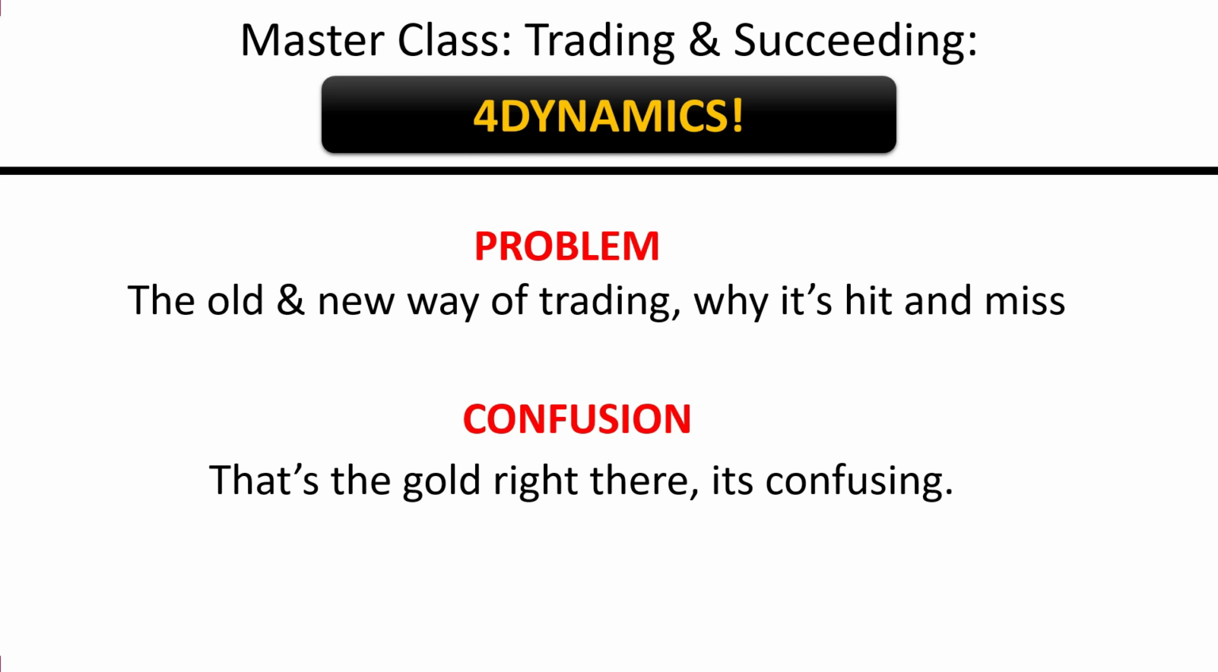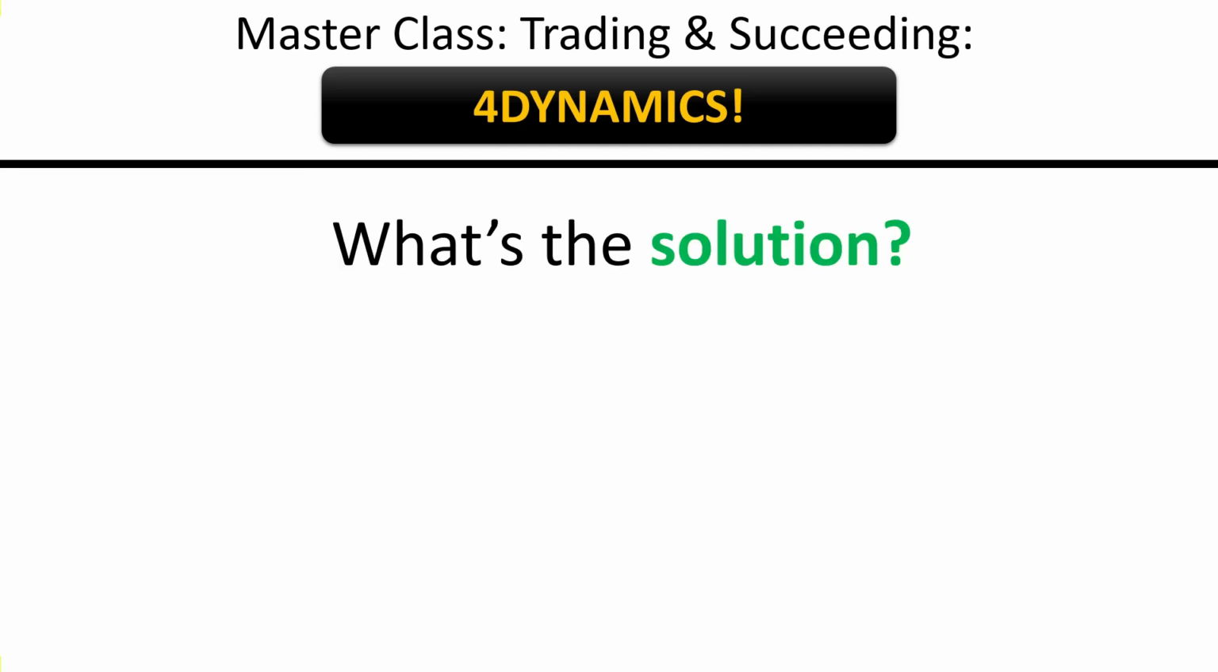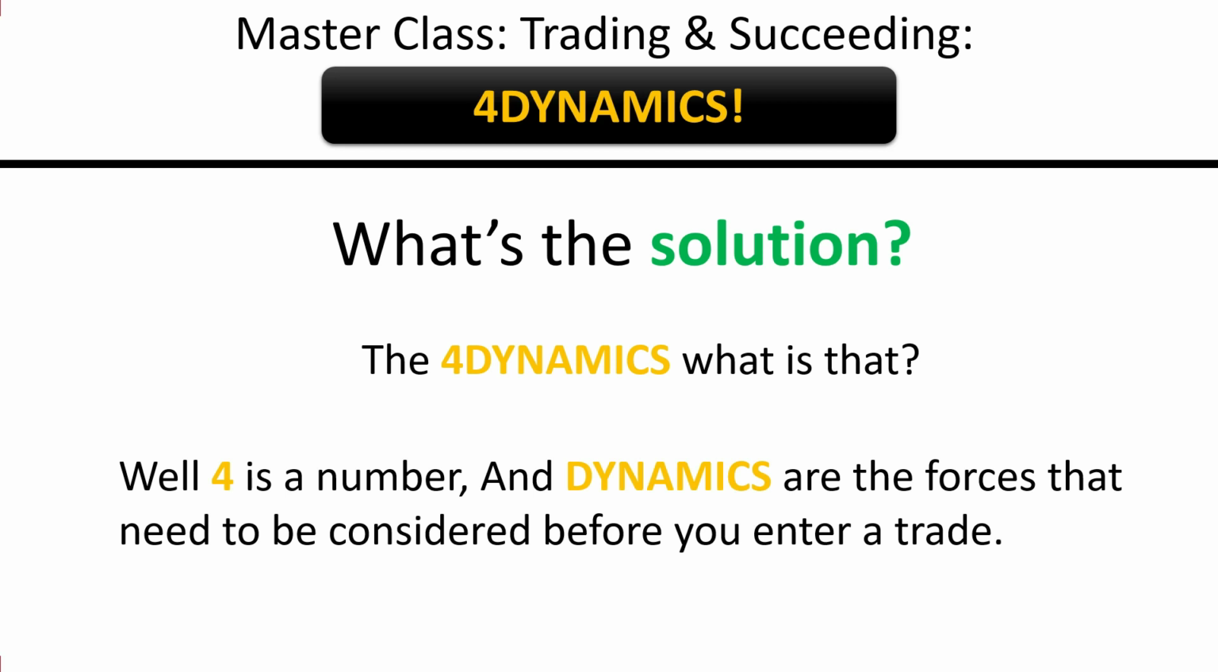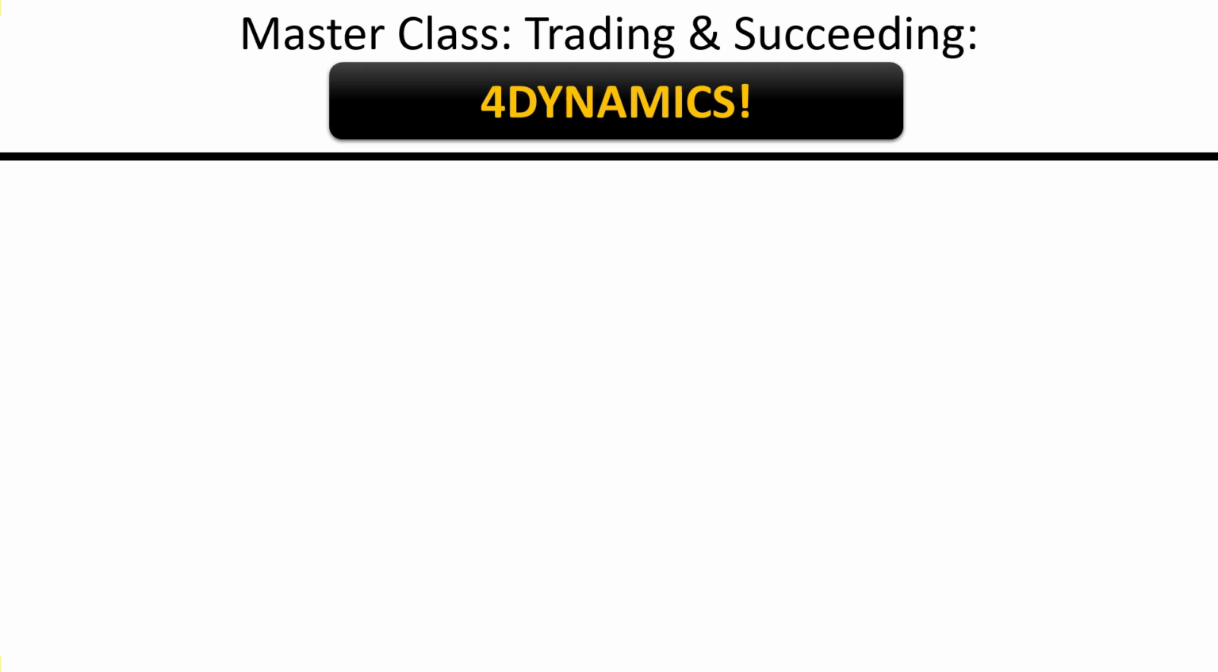So I'm going to explain to you really. You're going to say now, well, what's the solution? Well, the solution, and I've been using it for long enough, is the 4 dynamics. So first you're going to say, well, what are the 4 dynamics? Well, the 4 dynamics is this: 4 is a number, and the dynamics are the forces that need to be considered before you enter the trade, okay? So what are the 4 dynamics that need to be considered before entering the trade?